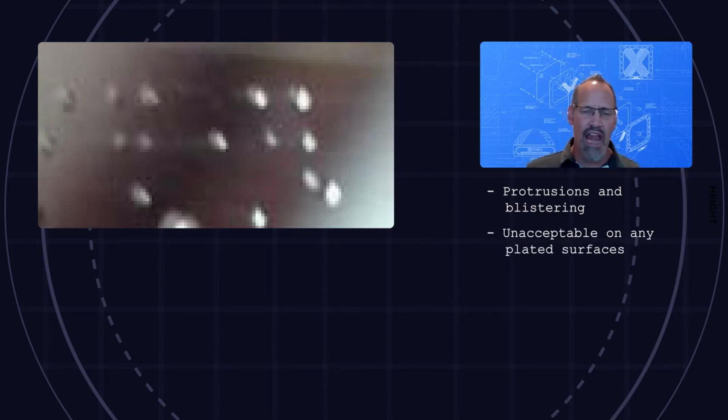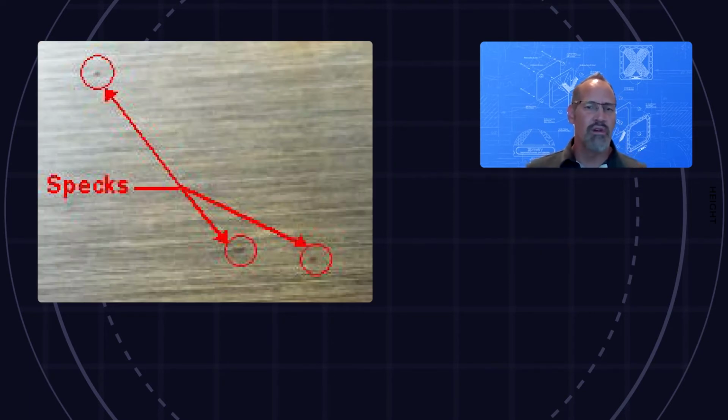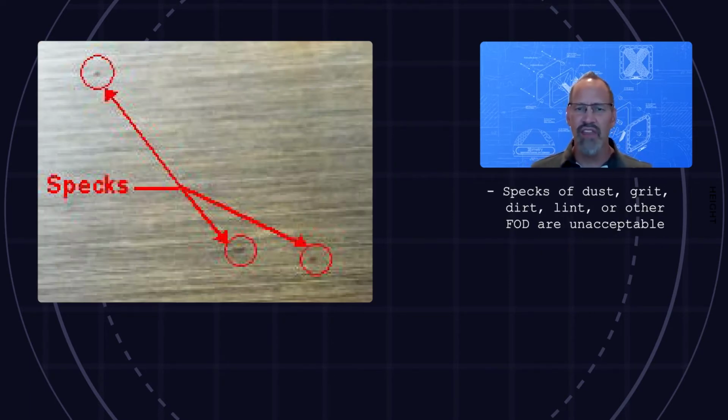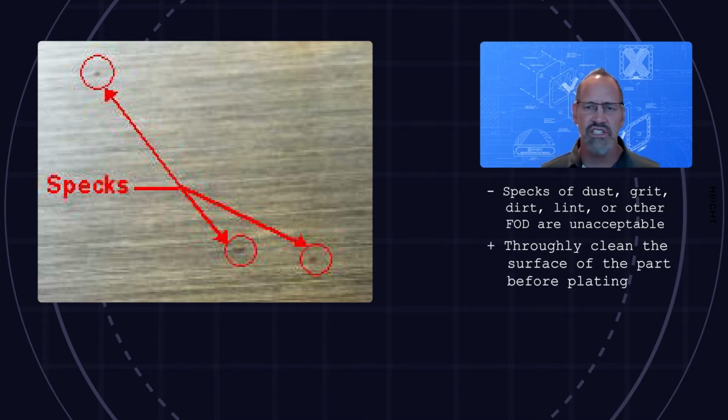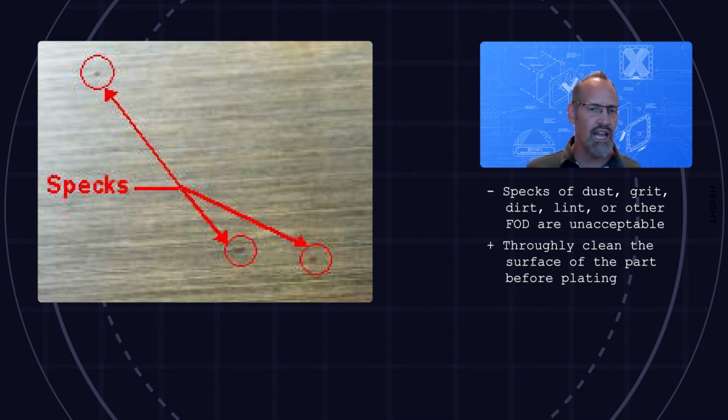In image 1, we see an example of protrusions and blistering, which are not allowed on plated surfaces per any industry specification. In example 2, we see specks, which are not permissible along with any form of grit, dust, lint, and foreign object debris, also known as FOD. This is generally caused by a surface not being properly cleaned prior to plating.